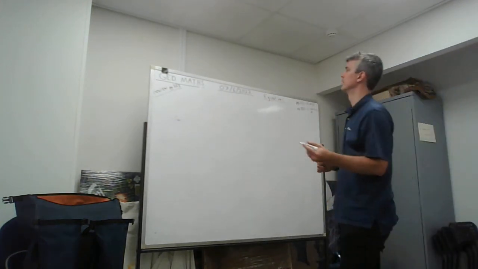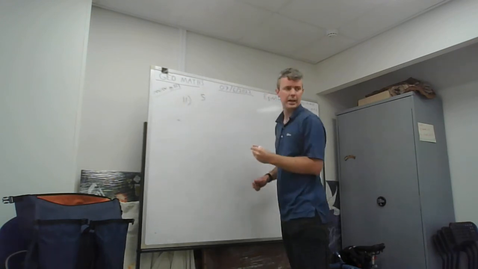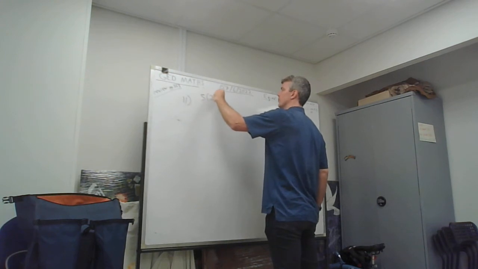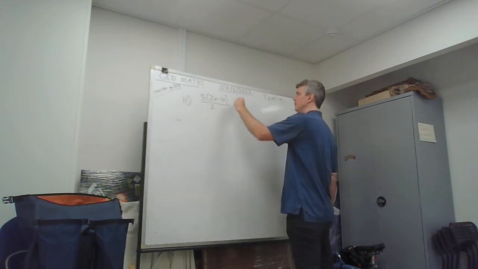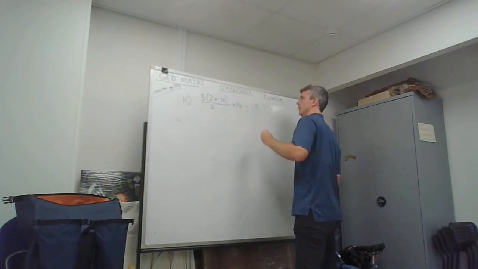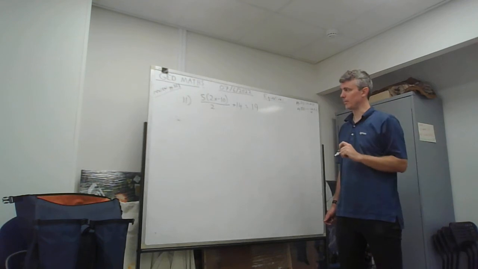Number 11. Alright. 5 bracket 2x minus 10 over 2, plus 14 equals 19. Alright. So this is a bit complicated.